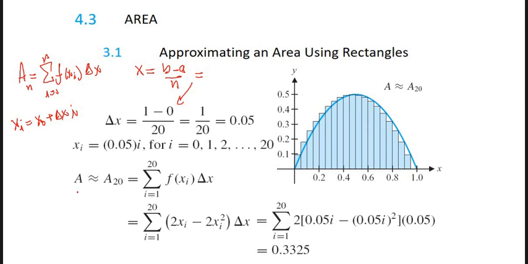So the formula is this one. The area under the curve of those 20 rectangles is going to be the sum from i equals 1 to 20 of f of xi times delta x. You substitute xi in the function, and voila. I'm going to show you how to do this one in a second.